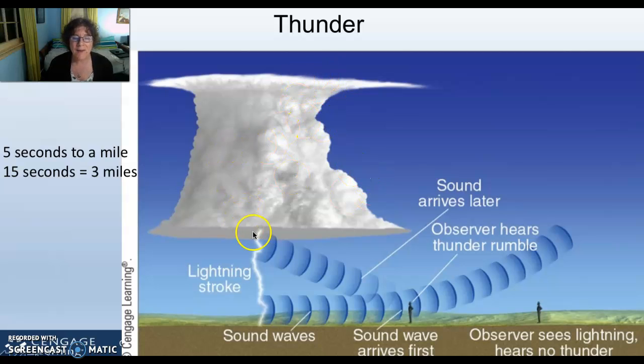So if you have rumbling thunder that goes on and on and on, it's coming at you from many different places, generally from the cloud and from the ground. And then you hear it at different times and it seems to rumble on and on, or it could echo along a valley. In addition, you might hear a clap of thunder that is from one place, generally from the cloud. And it's generally right on top of you.